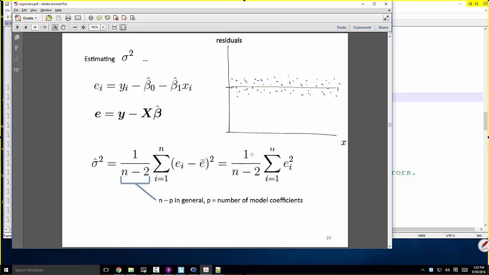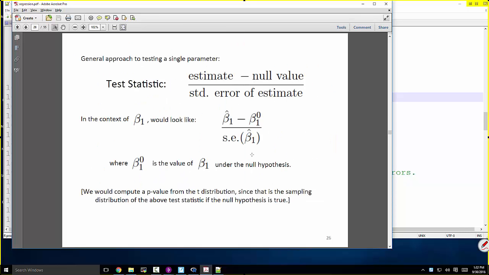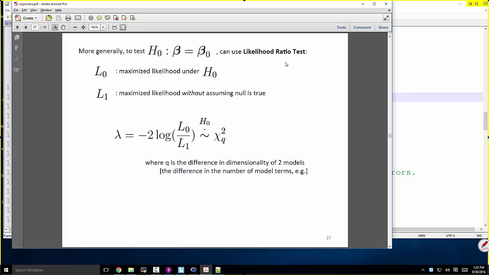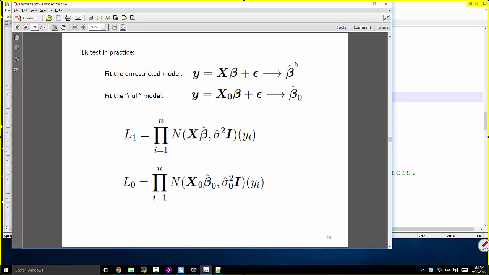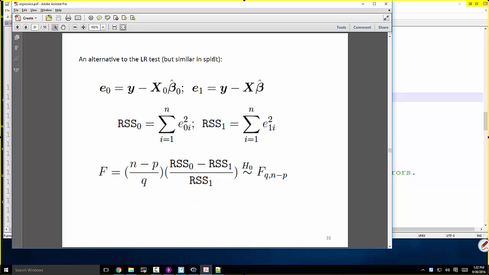And then we're going to learn approaches to doing actual inference, or tests. Here's a Wald test, like I mentioned, estimate minus null value divided by SD of estimate. There's also a more general technique called a likelihood ratio test, and one more called an F test. So we'll see all of those. Once you know how to do t-tests and likelihood ratio tests and F-tests with regression models, you can do a whole lot.